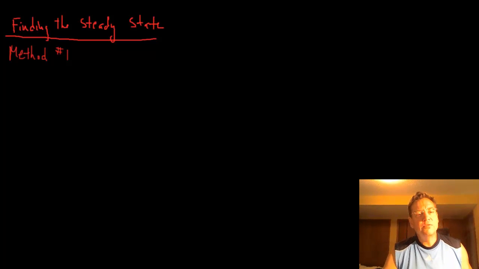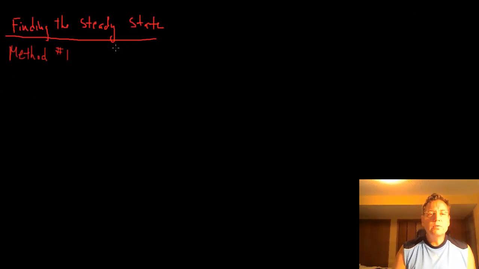Now let's talk about how you find the steady state using graphical methods. What I'm going to do in the first method is essentially just reproduce the analysis that we did using Excel, except we'll now do it using a graph. So we'll call this method 1.